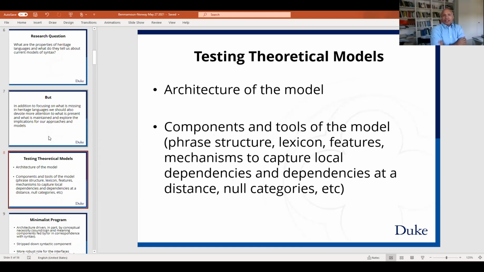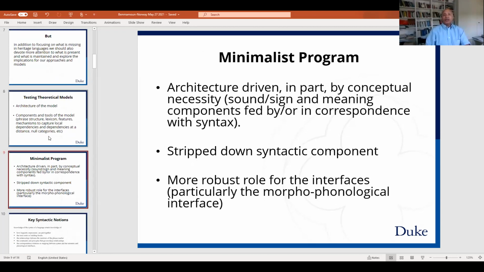So the hypothesis is that what if we use heritage language to test the theoretical model? And at least here, I will focus on two aspects of the model. One is its architecture. And the other is, of course, its components and tools. Phrase structure, let's say we're talking about the generative system or systems, phrase structure, lexicon, features, mechanisms to capture local dependencies and dependencies at a distance, null categories and things like that. So those are the two areas that I will look at.